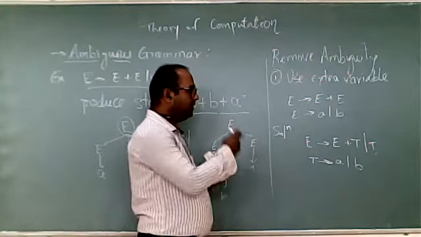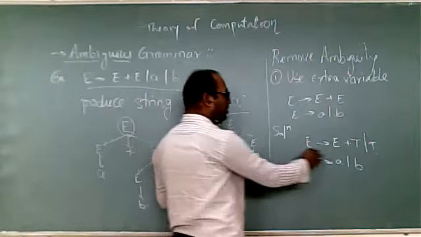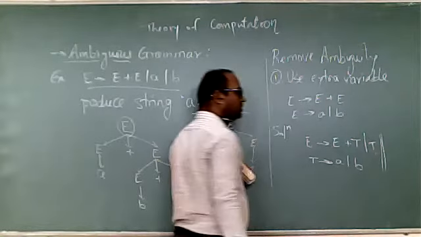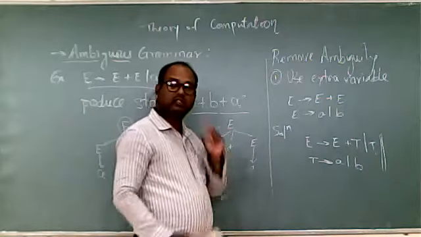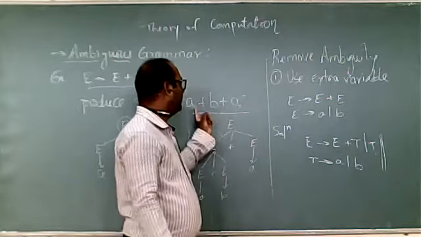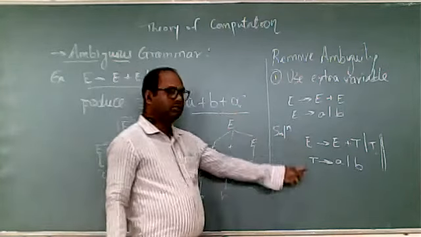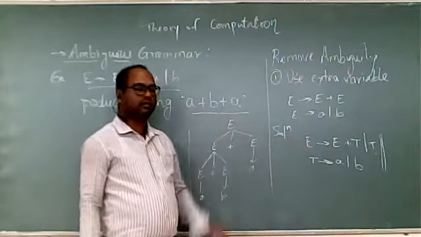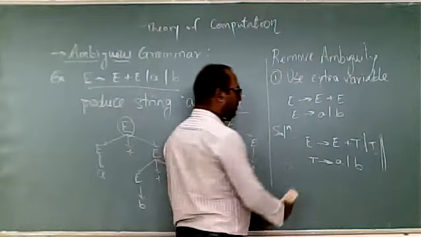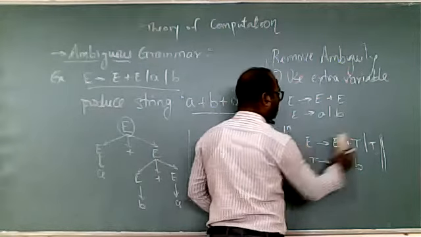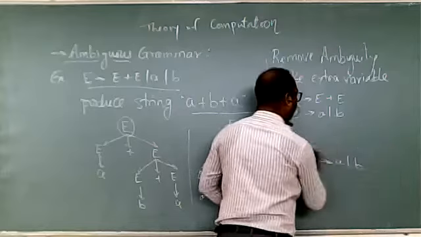Now we'll check whether these new productions really generate a single tree for A plus B plus A. Because what is our task? This new grammar should produce only a single parse tree. So now we'll try to draw the parse tree with the help of this.